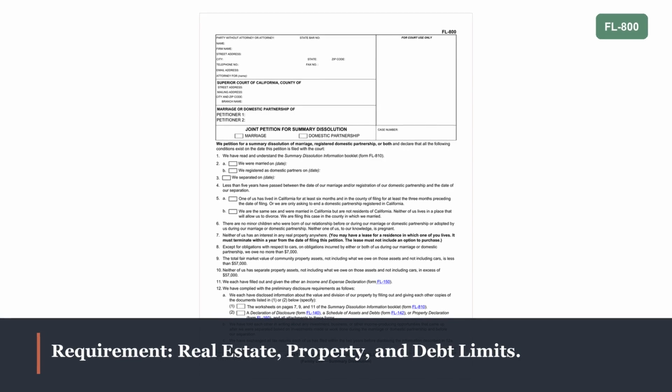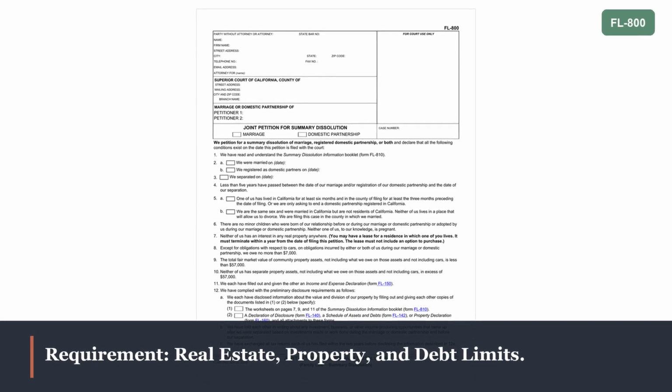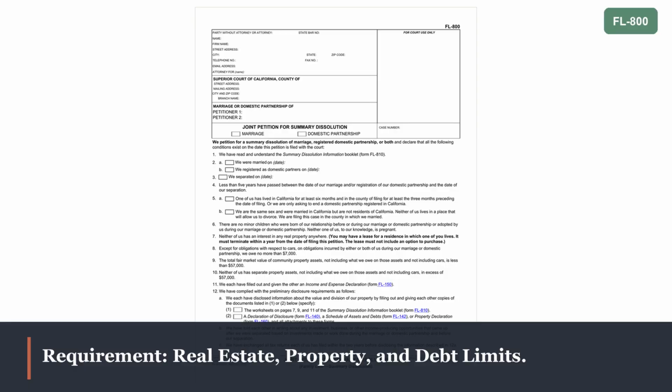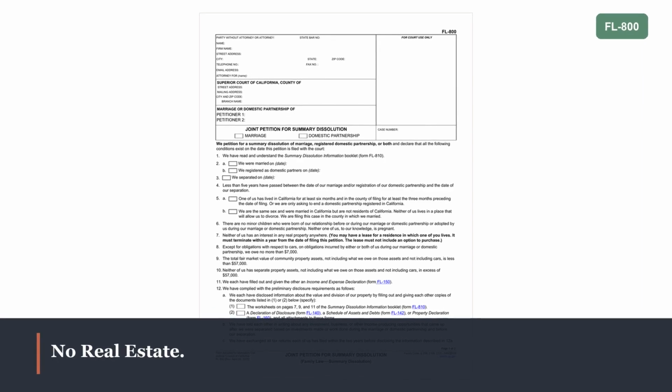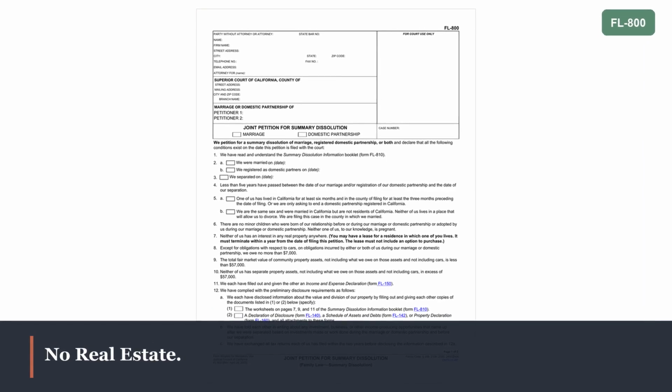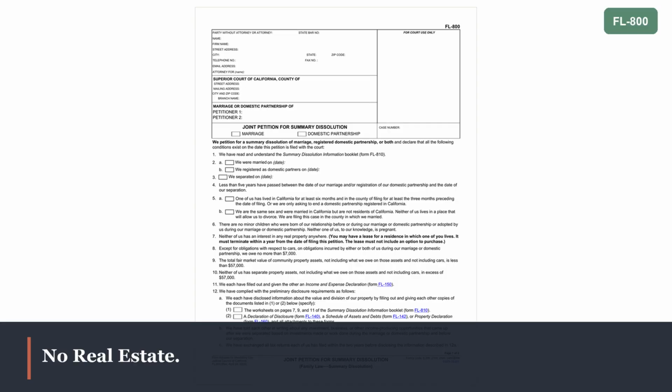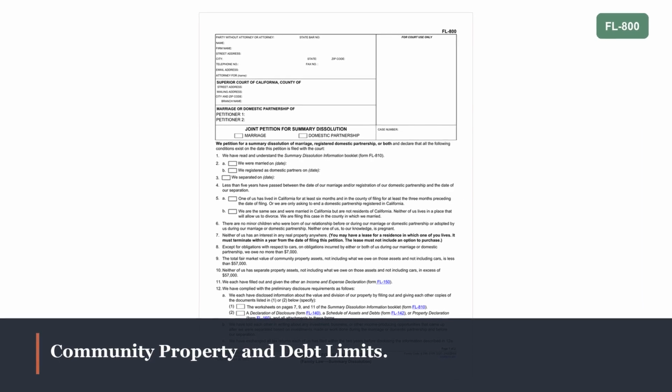Requirement: real estate, property, and debt limits. 3 more requirements deal with what you and your spouse own and owe. No real estate. Neither spouse can own any interest in real property, meaning a house, condo, land, or similar real estate interest. This applies even to a small or partial ownership interest, and even if the property is not the family home.